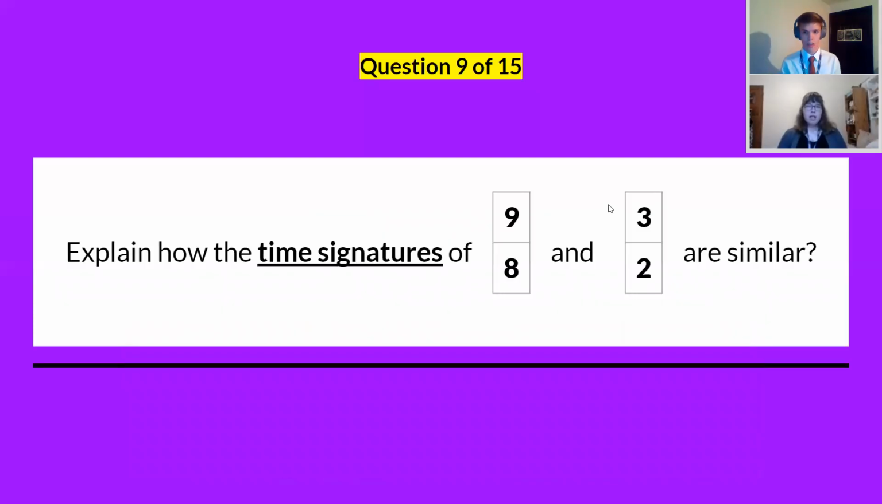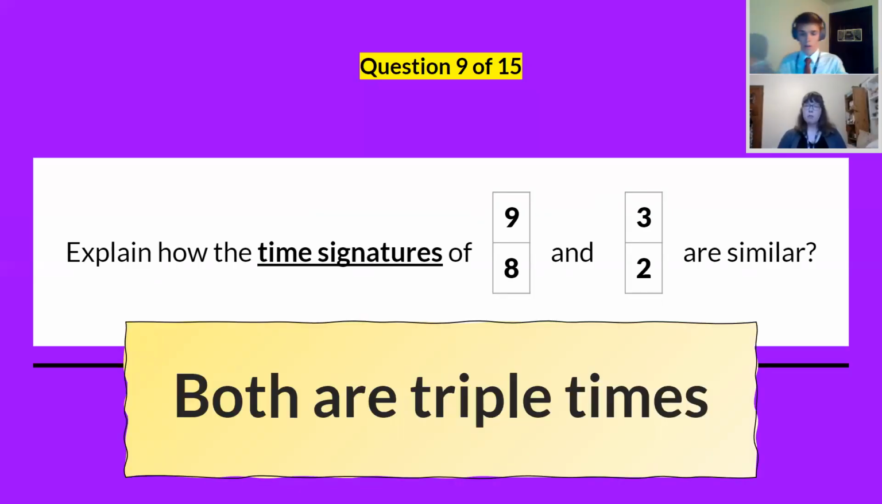So question number 9, explain how the time signatures of 9/8 and 3/2 are similar. Well, they are both in triple time, so both have 3 lots of beats. So in 9/8 we have 3 dotted crotchets, and in 3/2 we have 3 minims. So both triple time.